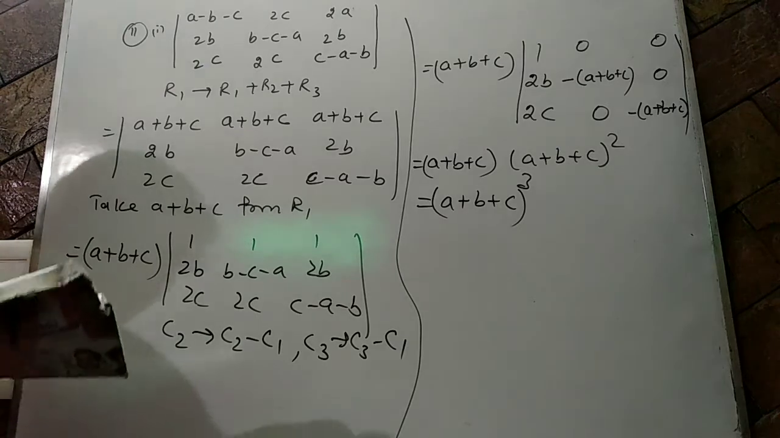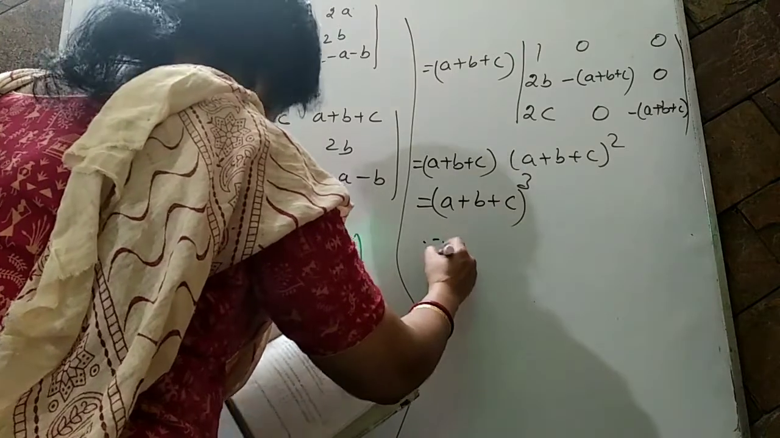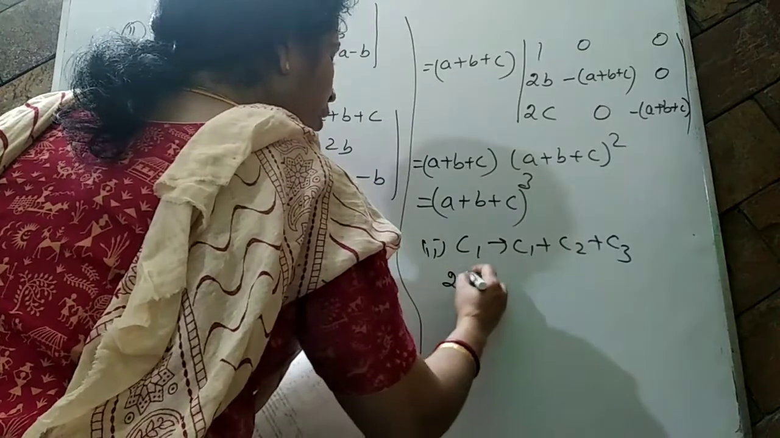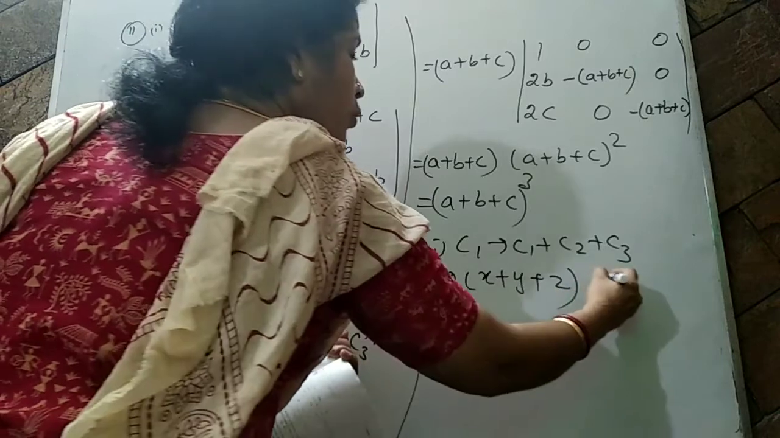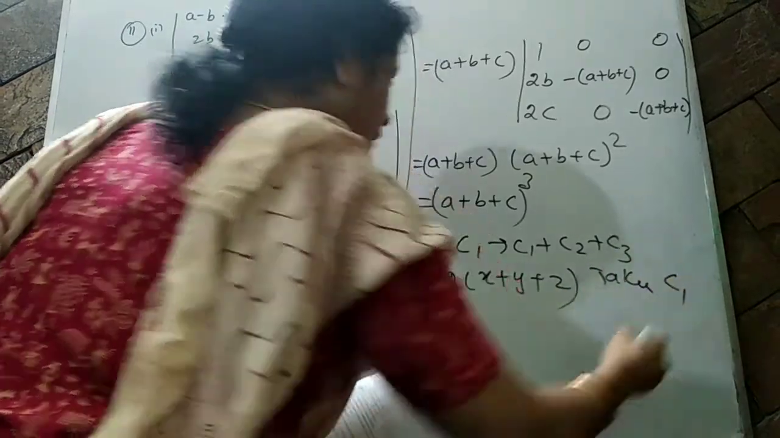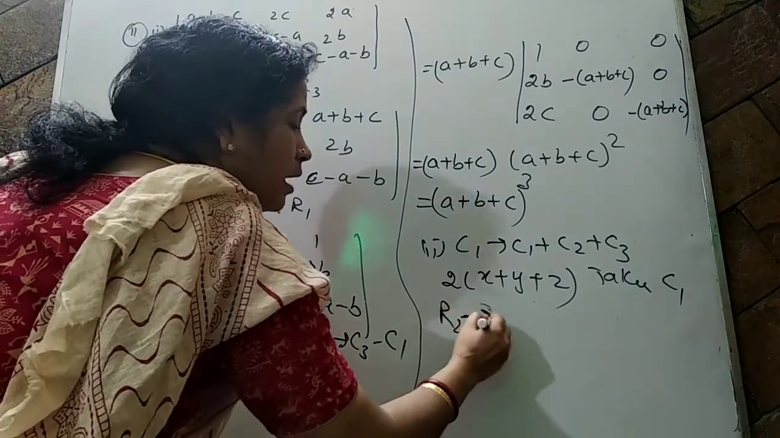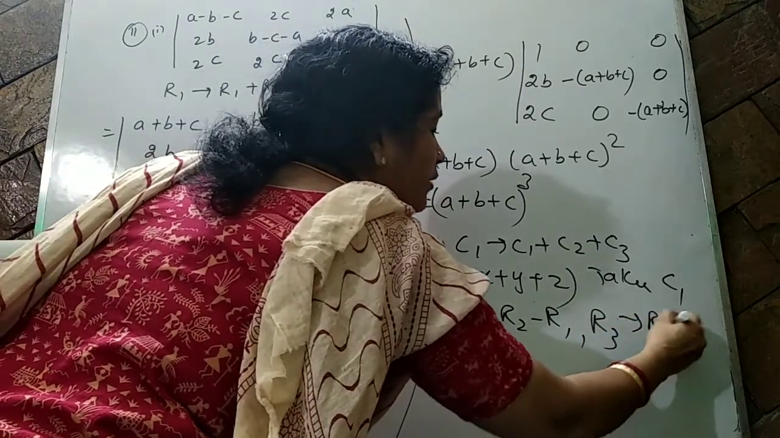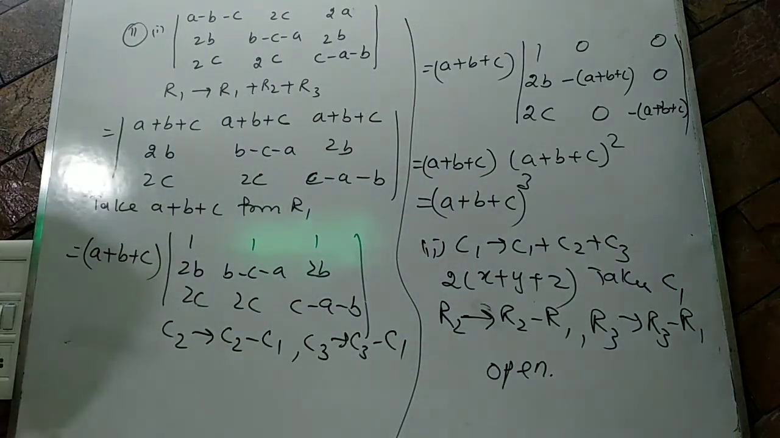For the second part I am telling the operation. First operation: C1 can be written as C1 plus C2 plus C3, so that you can take out twice of x plus y plus z from C1. Then do the operation R2 written as R2 minus R1, and R3 written as R3 minus R1. Then open the determinant and you will get the result, beta. This is the operation I explained for the second part.